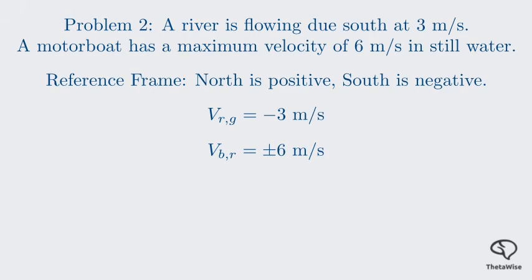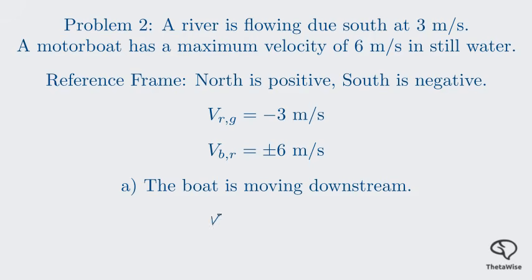Let's solve part A. Part A asks for the boat's velocity relative to the riverbank when it's moving downstream. Downstream means the boat is moving in the same direction as the river flow, which is south. Since south is negative, the boat's velocity relative to the water is negative 6 meters per second. So v of br is negative 6 meters per second.